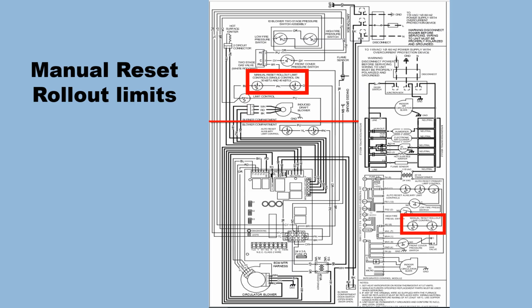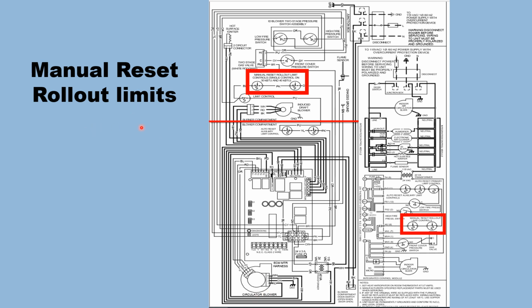But don't forget about those 2 auxiliary limits, because if you're getting an error code that says open limit, and that primary limit is not open, most likely one of those auxiliaries is open.